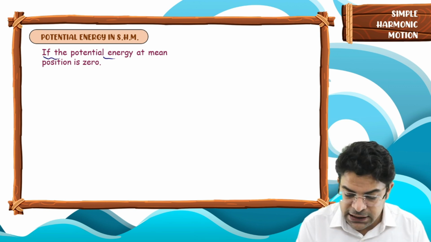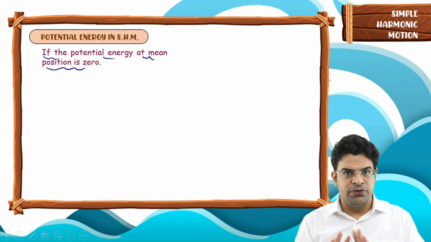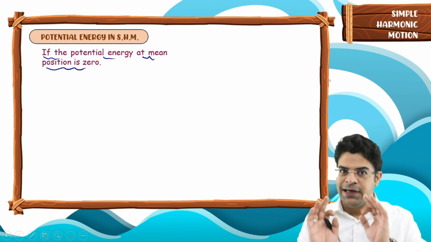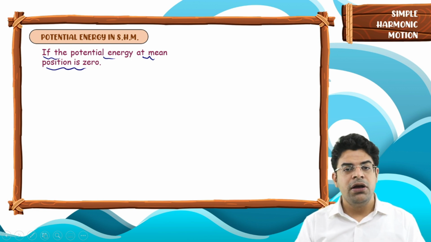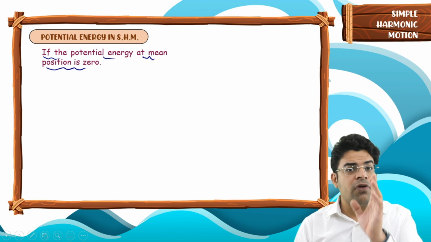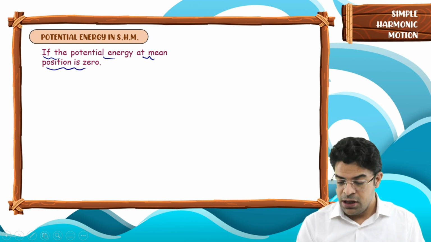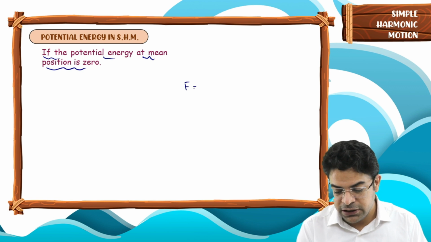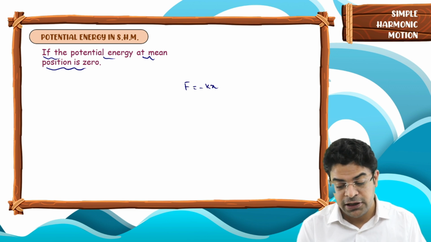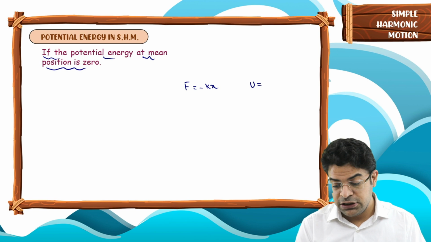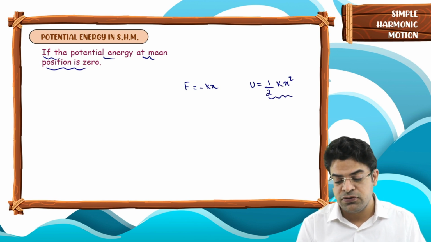The potential energy at the mean position is taken as 0. If the potential energy at the mean position is taken as the reference potential, then how do we write the potential energy for SHM at other positions? We have already learned that for a spring, the force applied by the spring is given by kx, and the potential energy associated with the spring for a deformation x is given by half kx square.